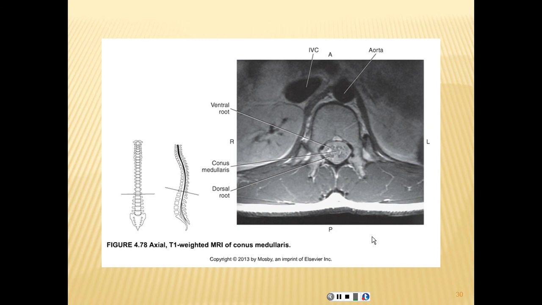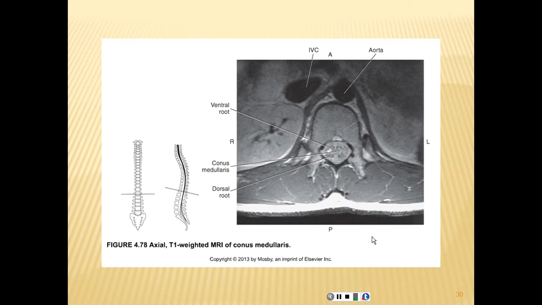Okay, this image can be found on page 217. Axial T1 weighted MRI of the conus medullaris. So the illustration to the left of the picture is demonstrating the view of this picture. The spinal cord functions as a large nerve cable that connects the brain with the body.